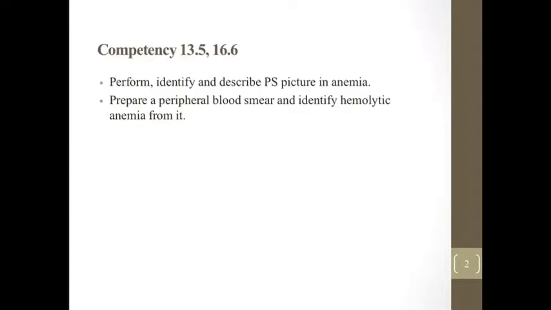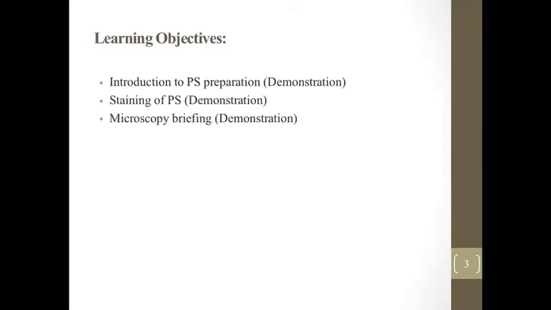The competency of today's practical is to perform, identify and describe the peripheral picture in anemia. Next, prepare a peripheral smear and identify hemolytic anemia from it. The learning objectives are the introduction to peripheral smear preparation, how to make a peripheral smear, and second, the staining of the peripheral smear and the microscopic briefing, how to report a peripheral smear. So these are the learning objectives.